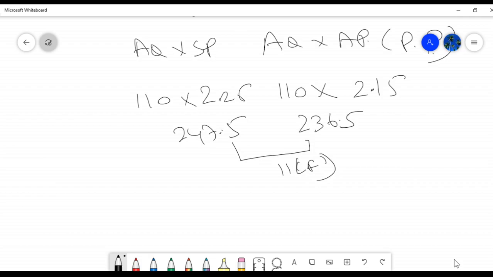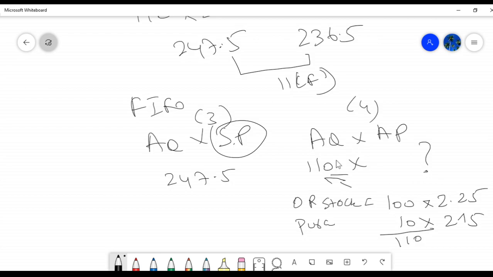Opening stock is valued at what rate as per the question? 2.25. Then the balance 10 quantity, 100 plus 10 is 110, is at 2.15. So if you multiply, 100 into 2.25 equals 225. Then 10 into 2.15 equals 21.5. What is the total? 246.5. This 246.5 we have to write here.